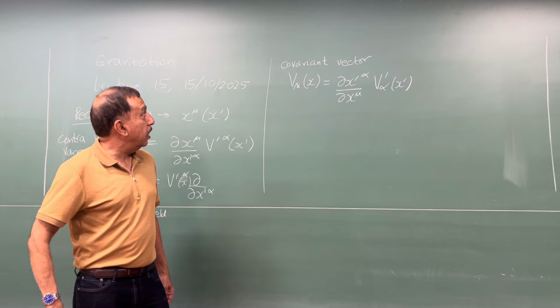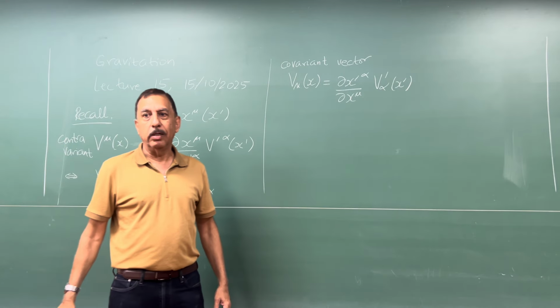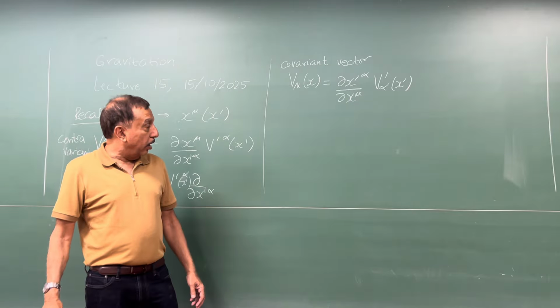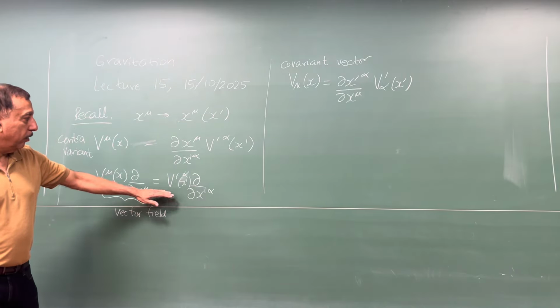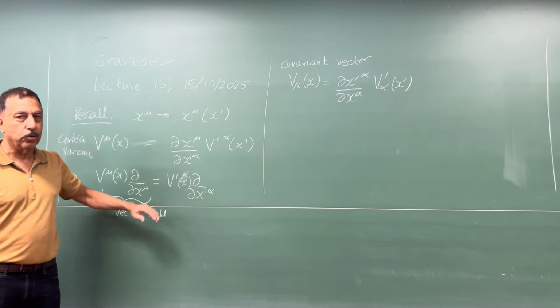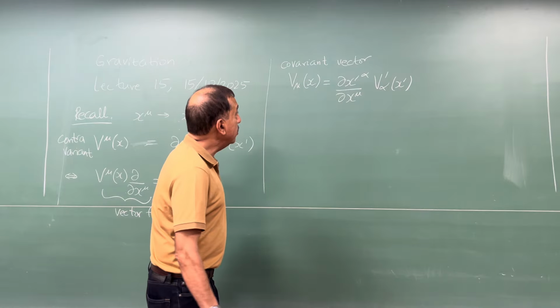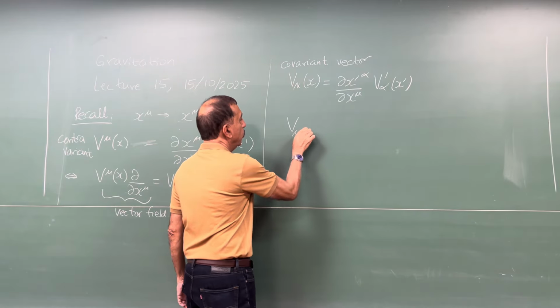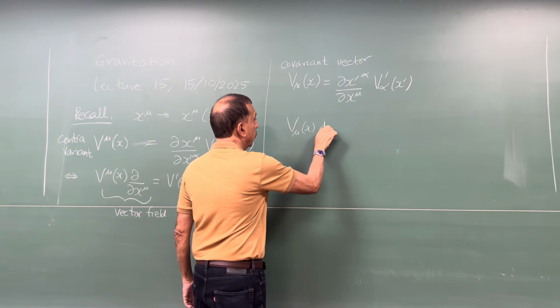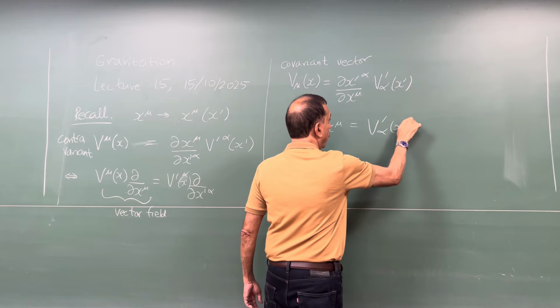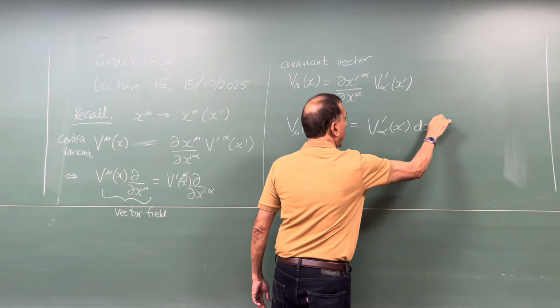Mathematicians get very upset and sad if you use these words contravariant and covariant. They don't like that at all. But they would love this. If you have a fight with a mathematician, you show them this, and then you can be friends after that. Similarly, for this, they write it this way: v mu of x dx mu is equal to v prime alpha of x prime dx prime alpha.